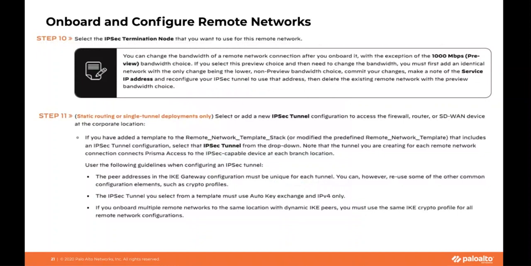Select the IPsec termination node from your deployment, and it should be IPv4 only. Make sure that the peer address in the IKE gateway configuration is unique for each tunnel. The IPsec tunnel you select from a template must use auto key exchange. And if you're onboarding multiple remote networks to the same location with dynamic IKE peers, you must use the same IKE crypto profile for all the remote network configurations.